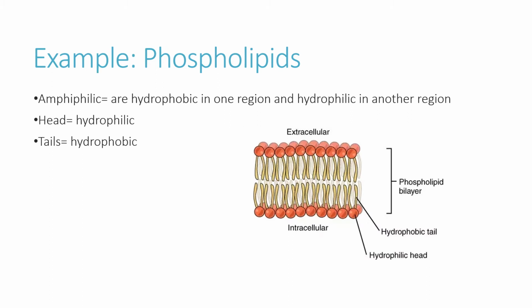A common example you will see in the science world is phospholipids, and most of the time you will hear this term in relation to phospholipid bilayer. And this phospholipid bilayer is amphiphilic, meaning in one region it is hydrophobic and in another region it is hydrophilic. So if you look in the picture on the slide, the round parts are the heads, and these touch water, so they are hydrophilic. And then the tails are hydrophobic, which is why they hide inside away from the water.